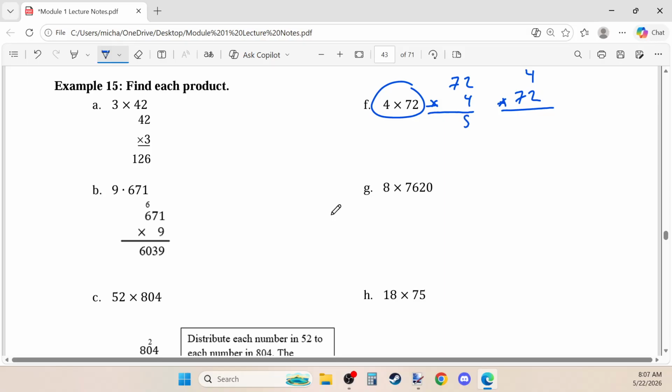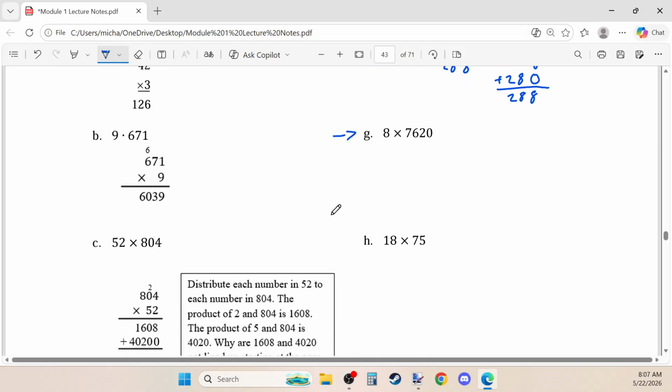4 times 2 is 8. 4 times 7 is 28. 2 times 4 is 8. I move to the next digit, so I put a 0 here to represent that I'm in the tens place. 4 times 7 is 28. I add these, I get 288. Same thing. Over here, I will do this one both ways.